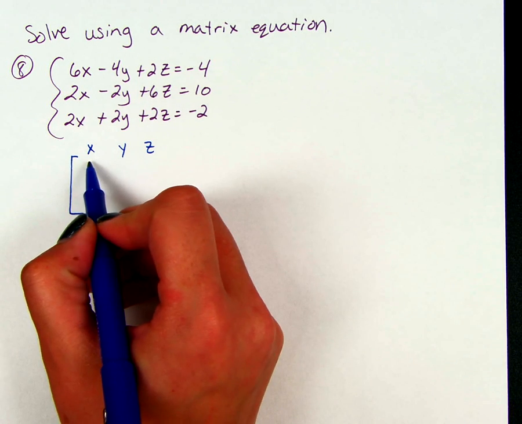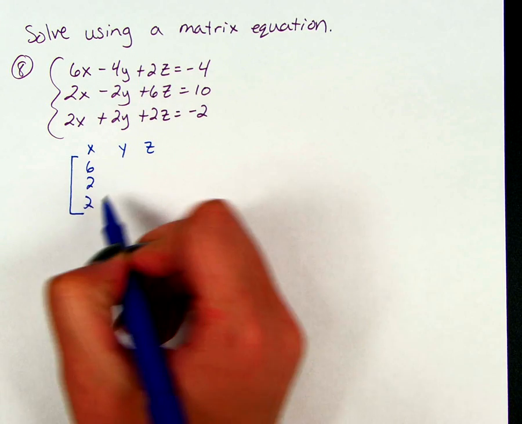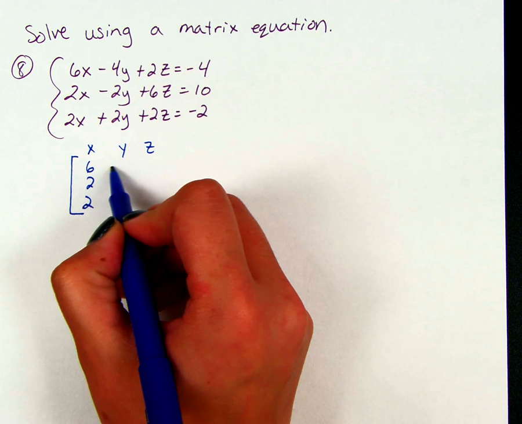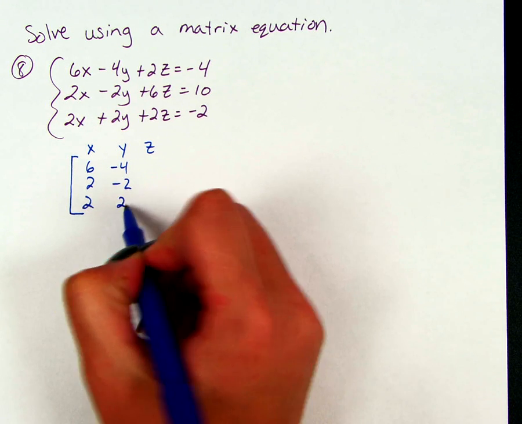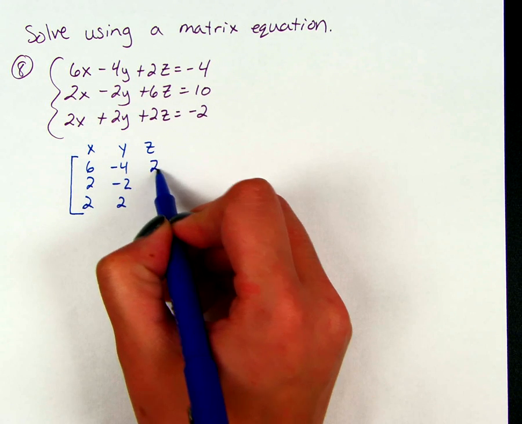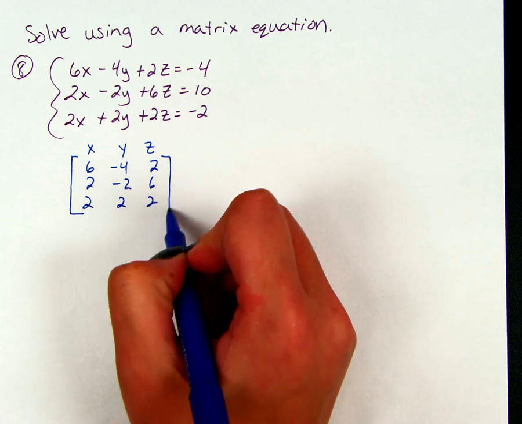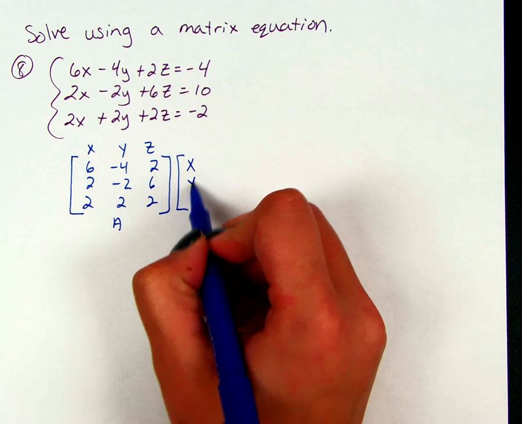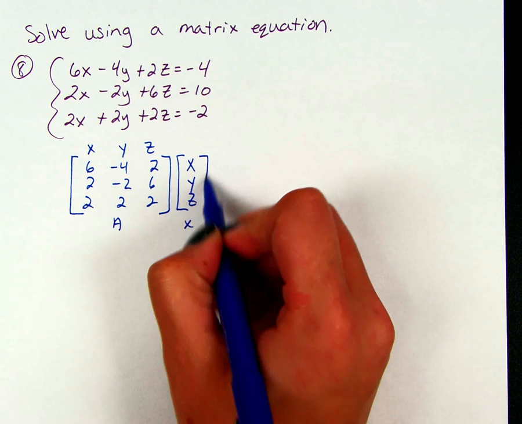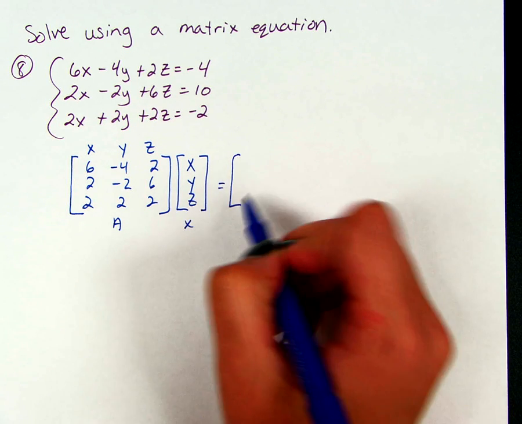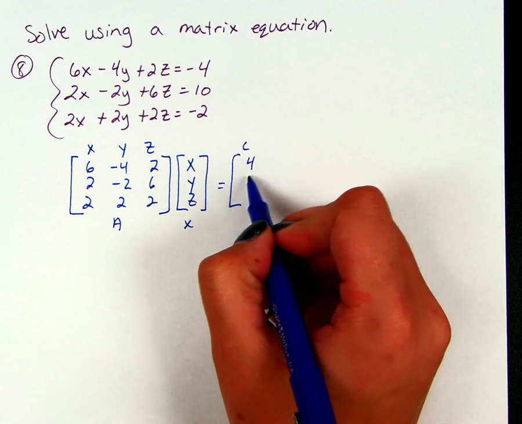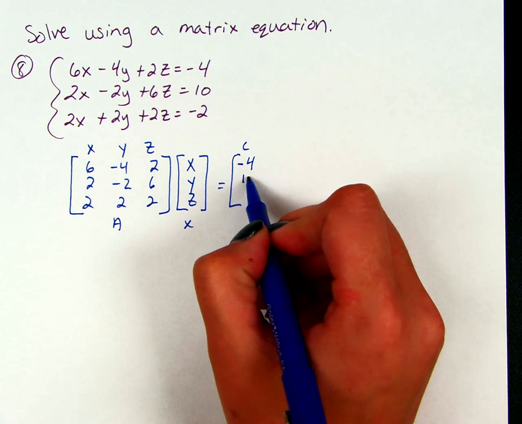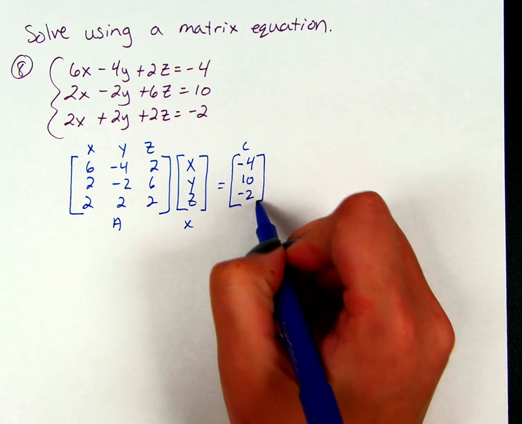So for x, we have 6, 2, 2. And then y is -4, -2, 2. And z is 2, 6, 2. Okay. So times our variable matrix, so x, y, and z. And then equals the constants. So 4, -4, 10, and -2.